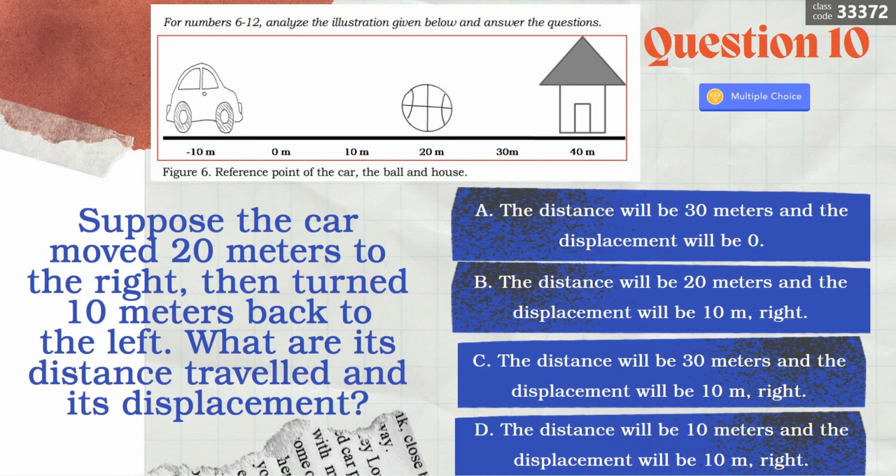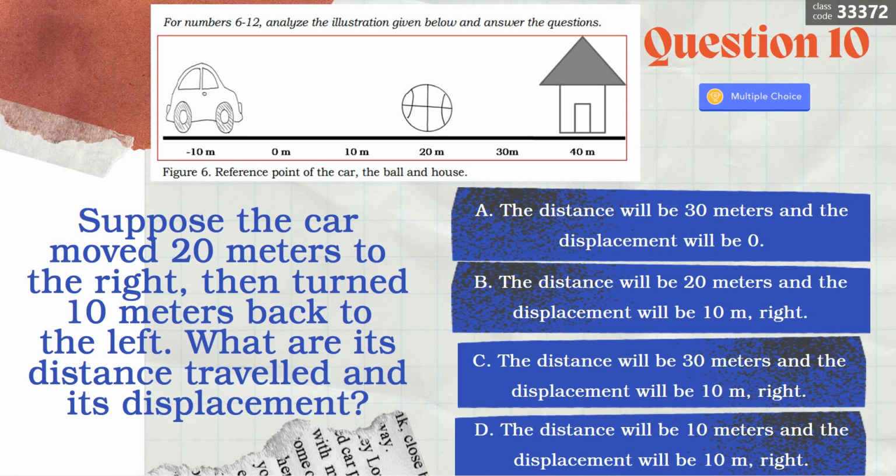10 meters. Number 10. Suppose the car moved 20 meters to the right, then turned 10 meters back to the left. What are its distance traveled and its displacement? A. The distance will be 30 meters and the displacement will be 0. B. The distance will be 20 meters and the displacement will be 10 to the right. Or C. The distance will be 30 meters and the displacement will be 10 meters to the right. Or D. The distance will be 10 meters and the displacement will be 10 meters right.